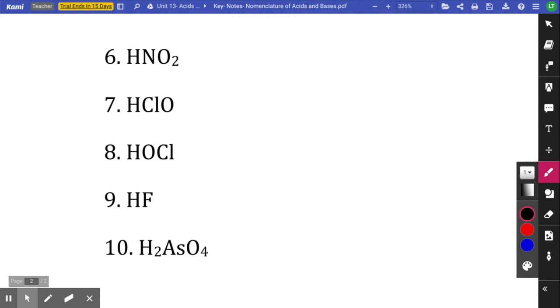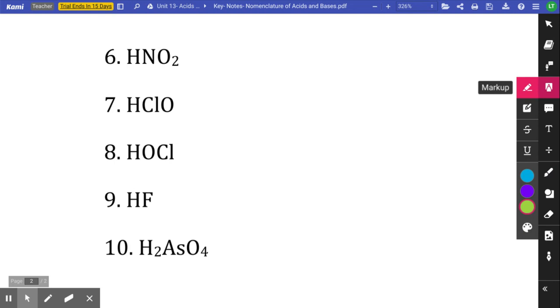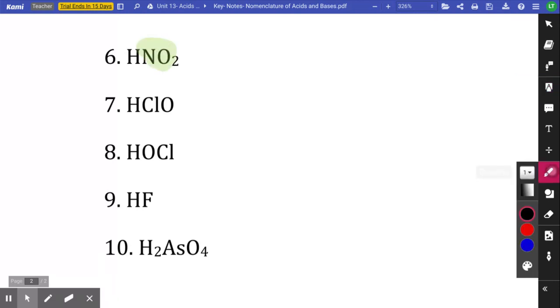Okay, so number 6, we have HNO2. So again, is it an acid? Yes, it starts with hydrogen, so it's an acid. All right, and then we have to look at, is it binary or ternary? This one's ternary because it's made up of 3 or more elements: hydrogen, nitrogen, and oxygen. So we have to look at our anion there. So I have NO2, it's nitrite. All right, so ite becomes ous. So I have nitrous acid.